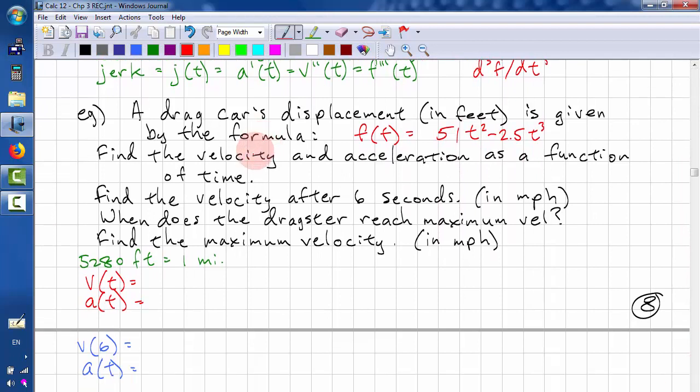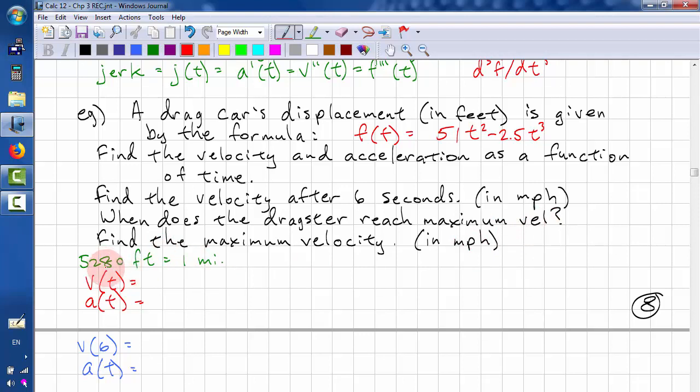Let's look at an example. A drag car's displacement in feet is given by the formula f of t equals 51t squared minus 2.5t cubed. So these are the questions that we're going to be answering. Find the velocity and acceleration as a function of time. Find the velocity after 6 seconds in miles per hour. When does the dragster reach maximum velocity? Find the maximum velocity in miles per hour.